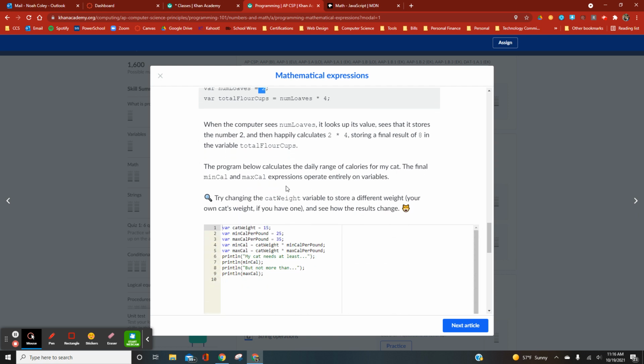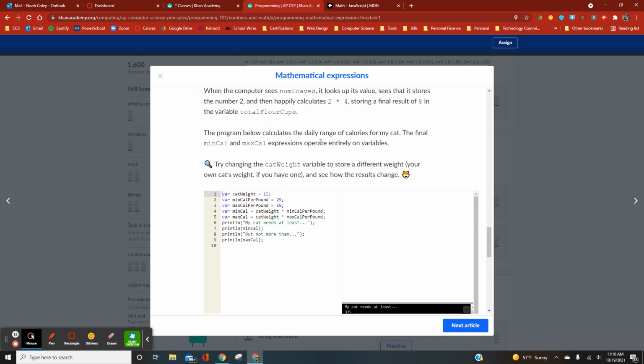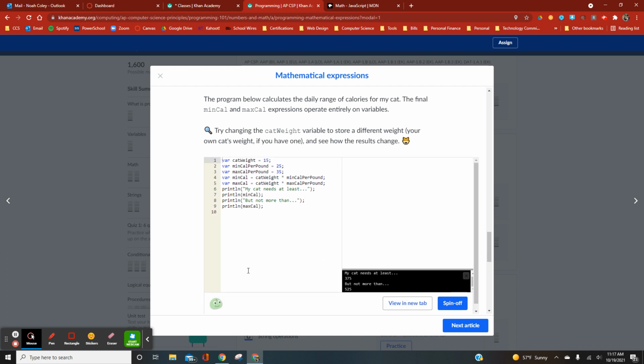Okay, we're going to look at a program here that calculates the daily range of calories for my cat. The final min-cal and max-cal expressions operate entirely on variables. So let's walk through this and try to figure it out together. So we've got a variable. It's called cat weight, and that's 15 pounds. So the cat weighs 15 pounds. We've got a variable. It's called the minimum cal per pound. It's 25. We've got a variable. It's called the maximum cal per pound.